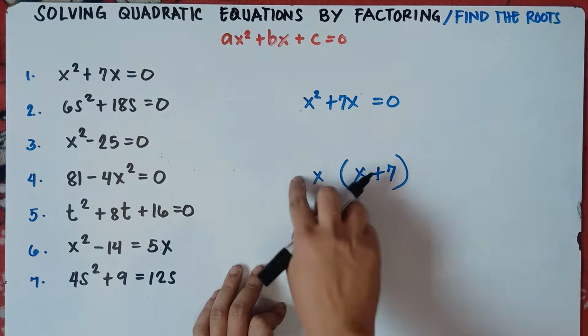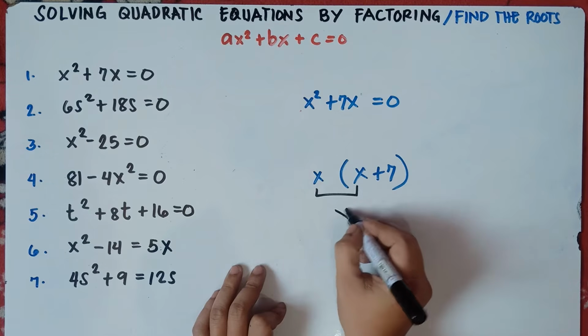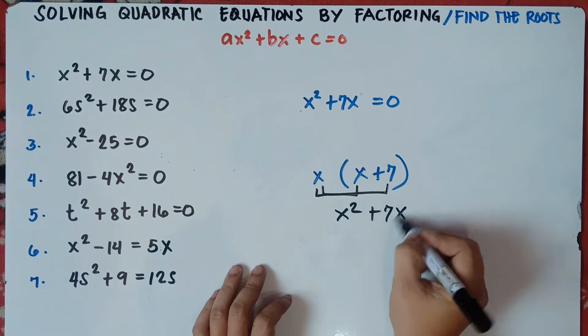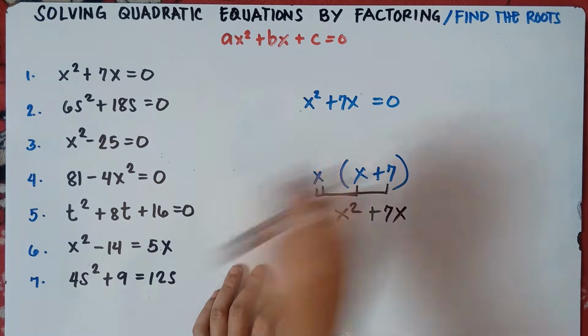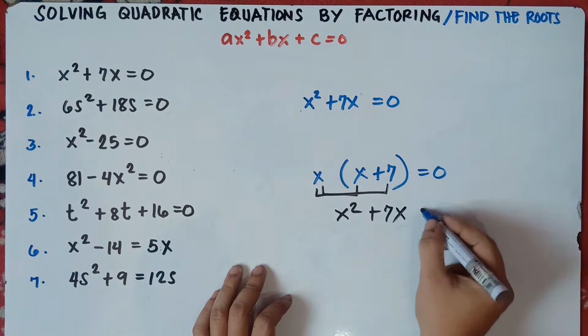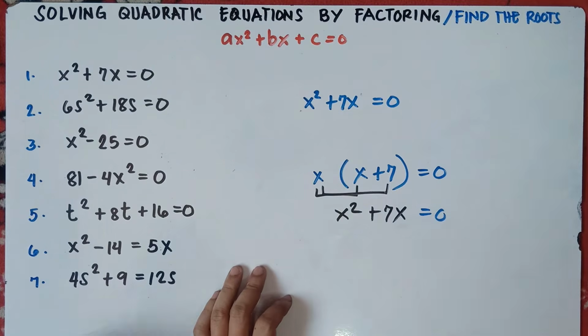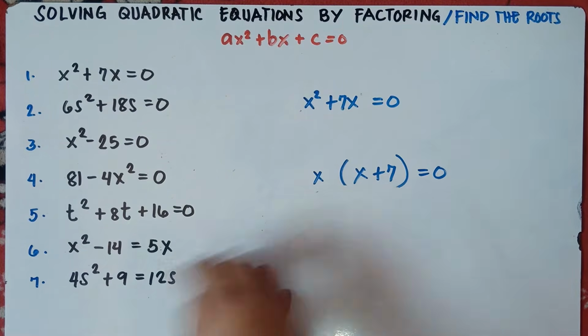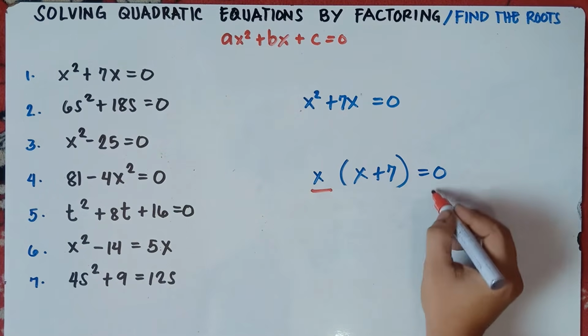Check by distributive property: x times x is x squared. x times positive 7 is positive 7x. Then do not forget the equals 0. So you will get the same answer. To find the roots for this one, this is the factor. Now to find the roots, you can equate each factor to zero.